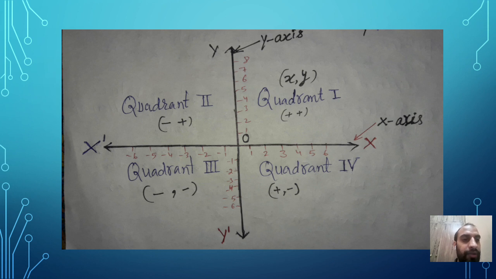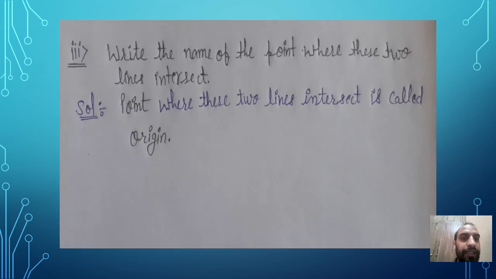In this diagram it is very clear that the two axes, x-axis and y-axis, divide the plane into four parts, and the name of each part is quadrant. What is the name? Quadrant is the name. So let's take the third part. Third part is: write the name of the point where these two lines intersect.